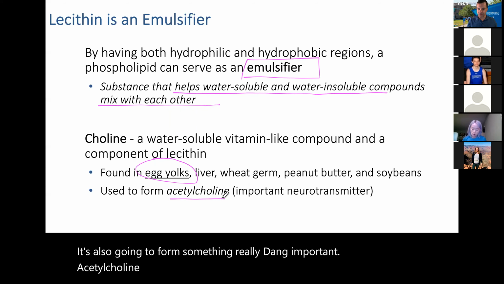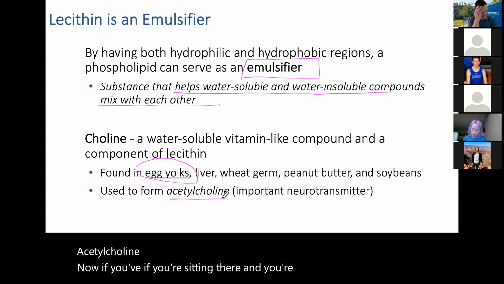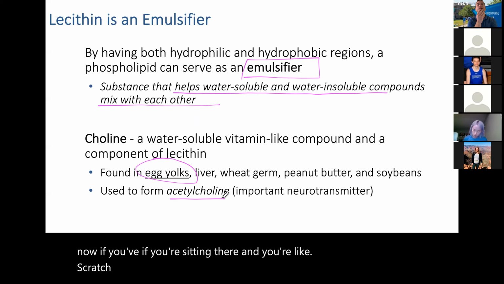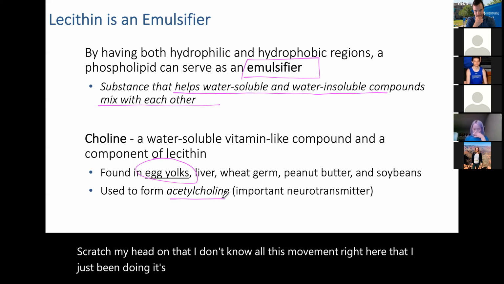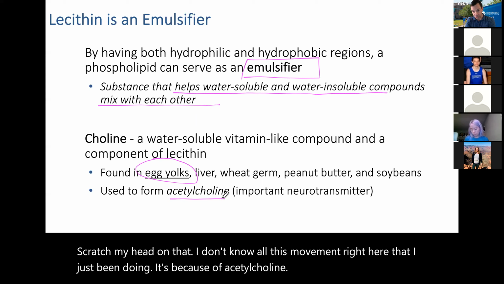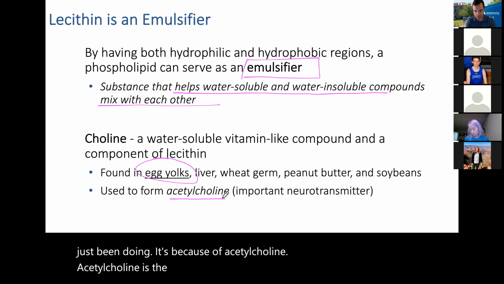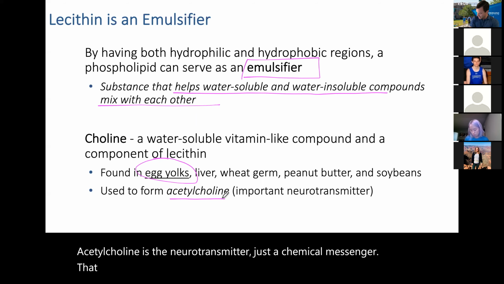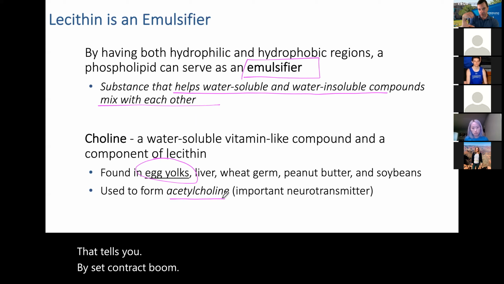Now, if you're sitting there scratching your head on that, all this movement that I've just been doing is because of acetylcholine. Acetylcholine is the neurotransmitter, just a chemical messenger that tells your bicep contract, boom. Wrist contract, boom. Finger contract, boom. All of these actions are conveyed from the brain to the effector, the muscle, via this neurotransmitter acetylcholine.